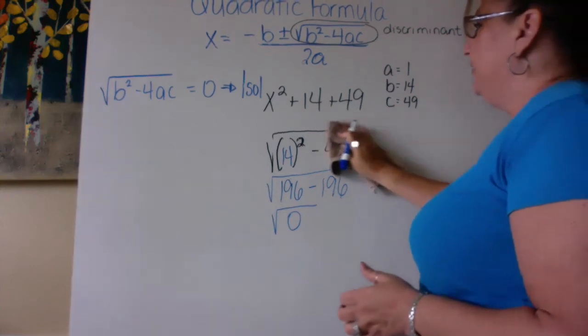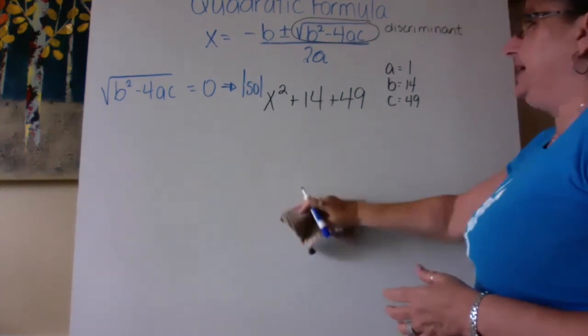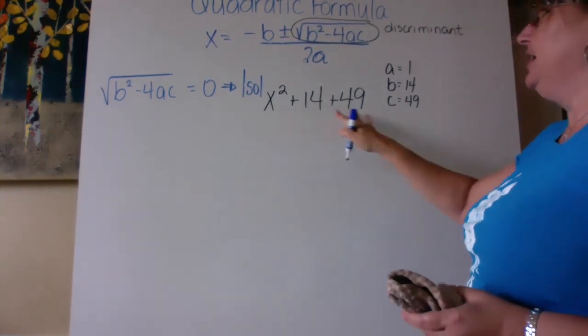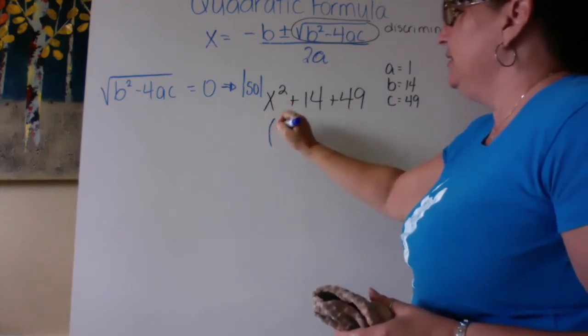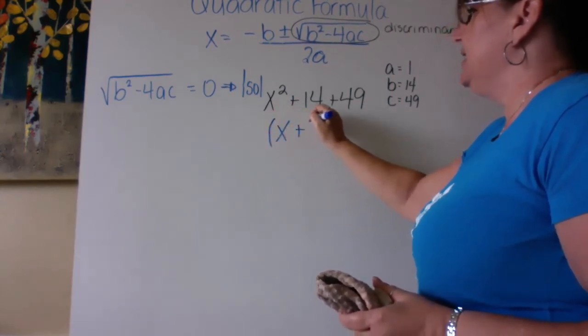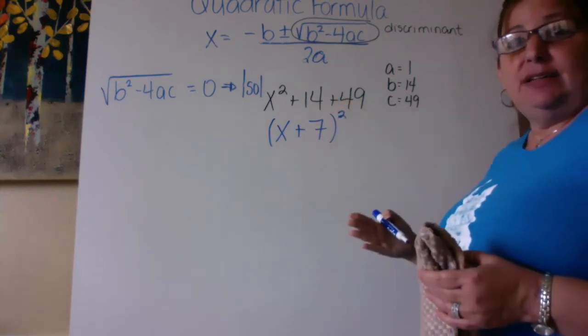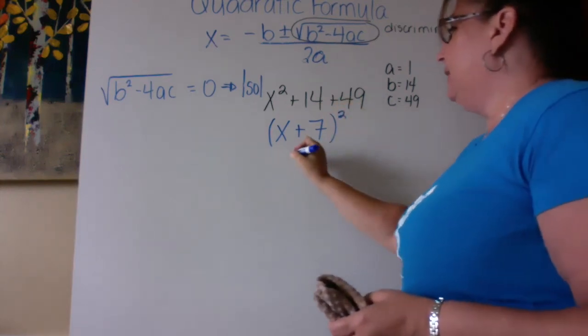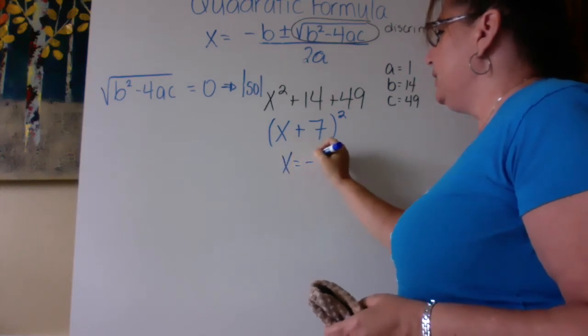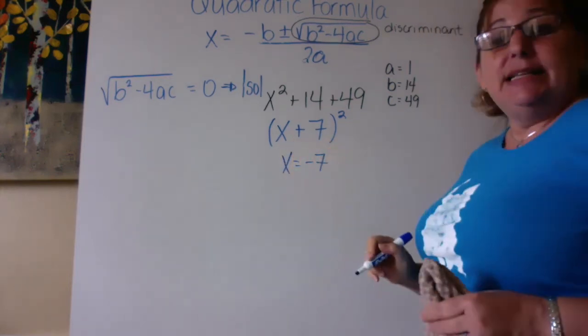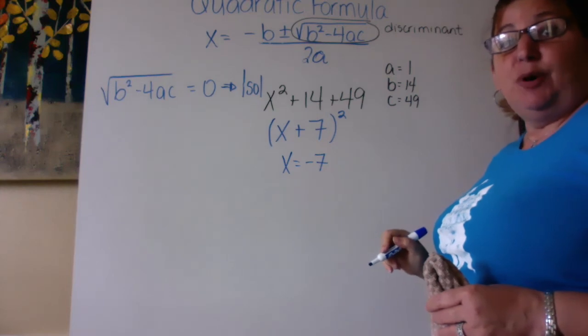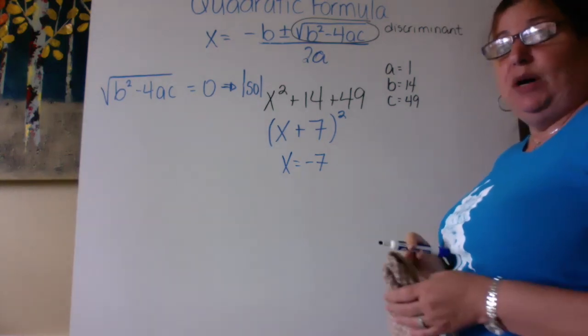And I can verify this because this is a perfect square, this is a perfect square, this is x plus 7 squared. So I wind up with x plus 7 times x plus 7, and when I solve for it, x equals negative 7. That's the only solution I have. So this parabola only touches in one place.